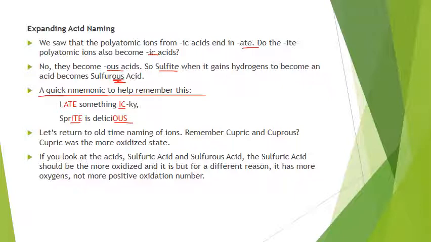So let's return to the old time naming of ions. Remember cupric and cuprous. And cupric was the more oxidized state. Well, if we look at the acids, we have sulfuric acid and sulfurous. And we said the ic is more oxidized. Well, sulfuric acid is more oxidized, has more oxygens, and sulfurous has less oxygens. I don't know if this will help you remember stuff, but that's kind of how it all ties together.